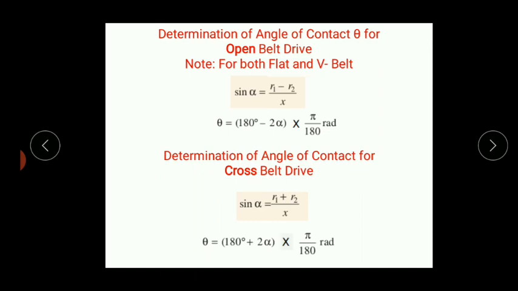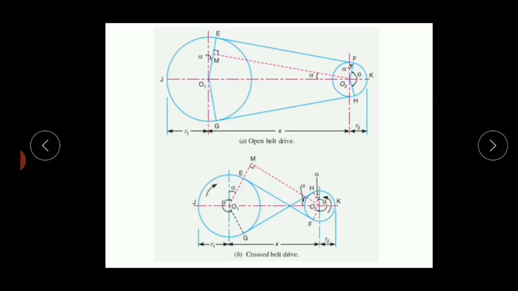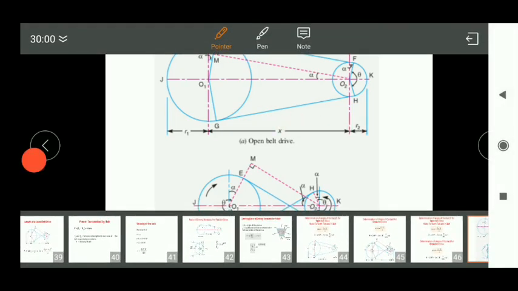One thing you should remember and note down is that whenever it is mentioned that there is a cross belt drive, then to calculate the angle of lap you have to use this sin alpha and theta equation. But if nothing is mentioned in the question whether it is open belt or cross belt drive, then you must remember that by default it is open belt only. By default it is open belt drive unless it is mentioned that it is a cross belt drive. So you should always remember this. In both cases, these are the diagrams: the open belt drive diagram and the cross belt drive diagram.